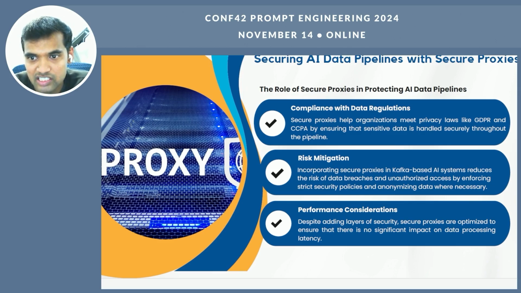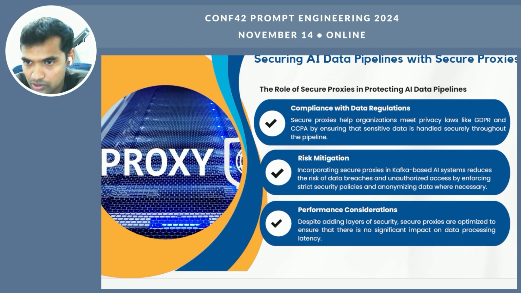This helps organizations meet privacy laws, for example, GDPR, General Data Protection Regulation, and CCPA, California Consumer Privacy Act, by ensuring the sensitive data is handled securely throughout the pipeline. And one other example is risk mitigation. By incorporating secure proxies in a Kafka-based AI system, it reduces the risk of data breaches.